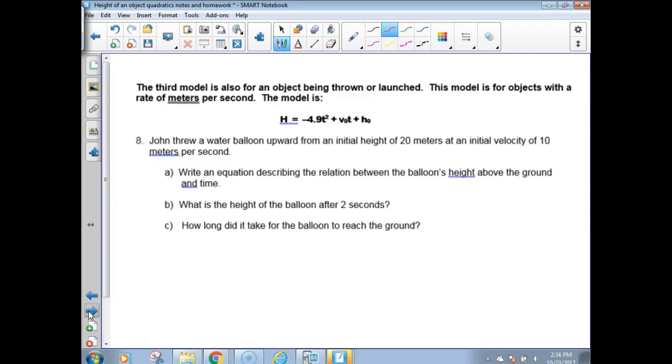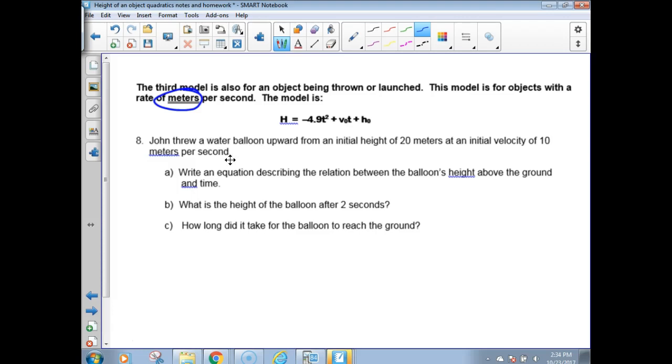All right, the third model is also for an object being thrown or launched. This is 11A. This model is for objects with a rate of meters per second. The number changes for gravity. It's meters. Meters are bigger. I said 11 was going to be worked on today. I'm only going to do a tiny bit on here.